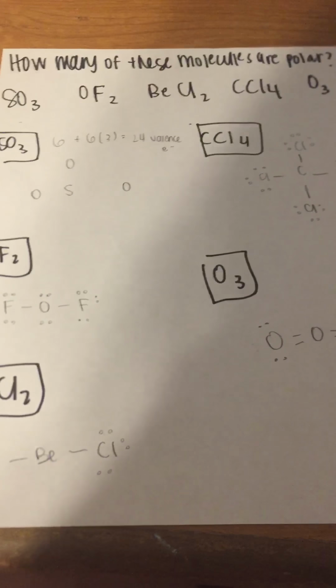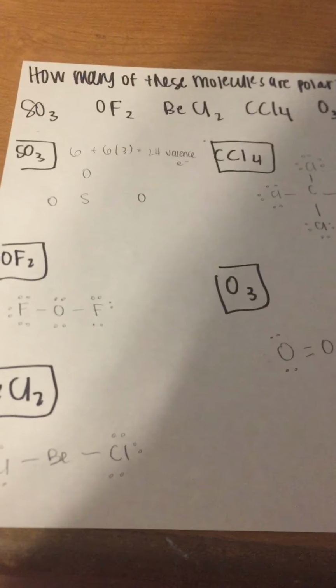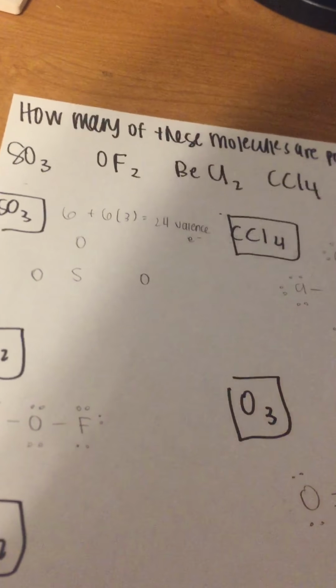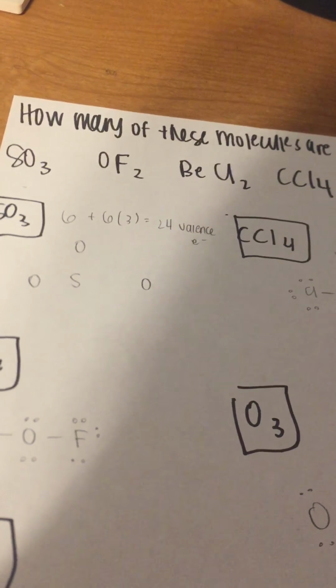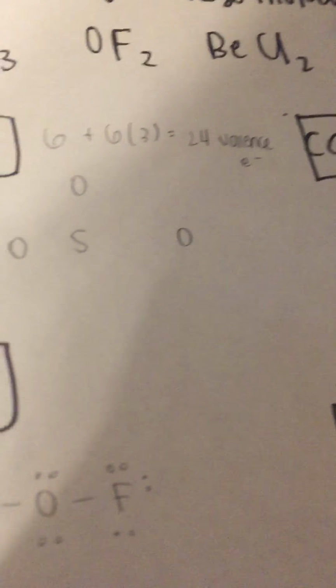This question is asking how many of these molecules are polar. To figure that out, we first need to draw the Lewis structures, figure out the bond dipoles, and then the partial charges of each atom in the molecule. After that, we should figure out the net molecular dipole to then figure out which of these molecules are polar. So the first step would be drawing a Lewis structure.